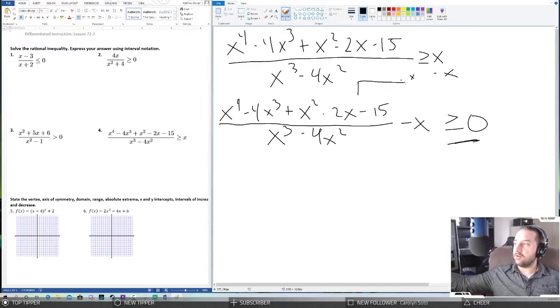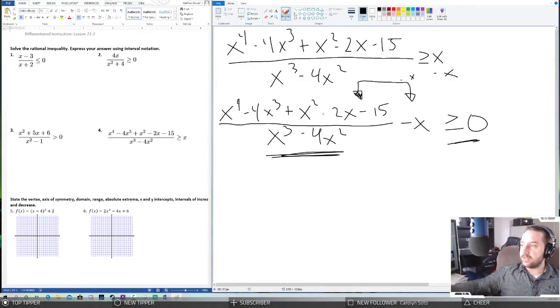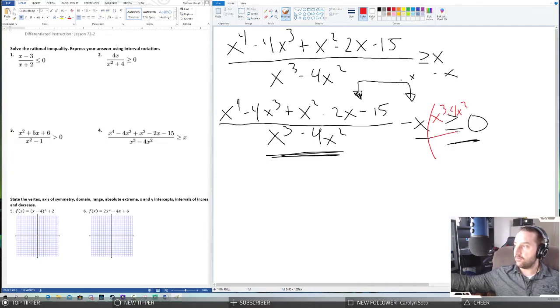But I don't like this. This makes things very confusing for us, right? It makes it much more difficult for us to find the zeros and the undefined values. So I need to find the common denominator and then combine them together. So that's my denominator here. I don't have that same denominator there. So I'm going to multiply top and bottom on this side by x cubed minus 4x squared over x cubed minus 4x squared.